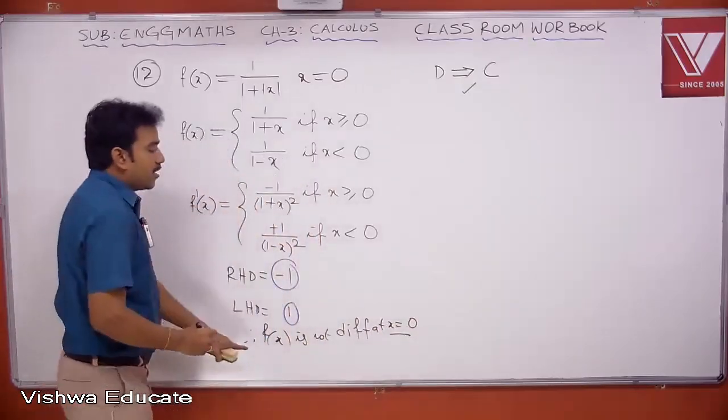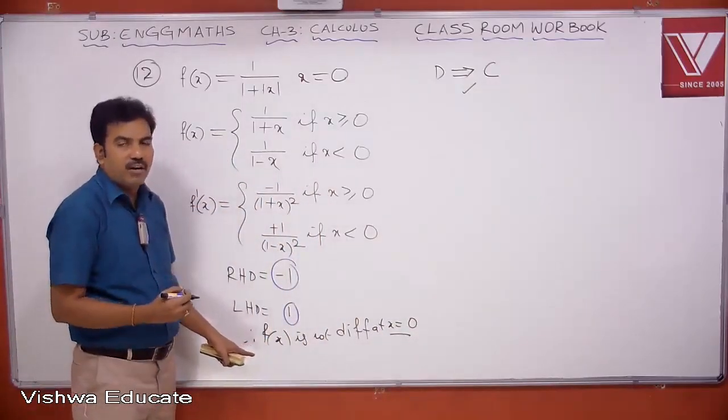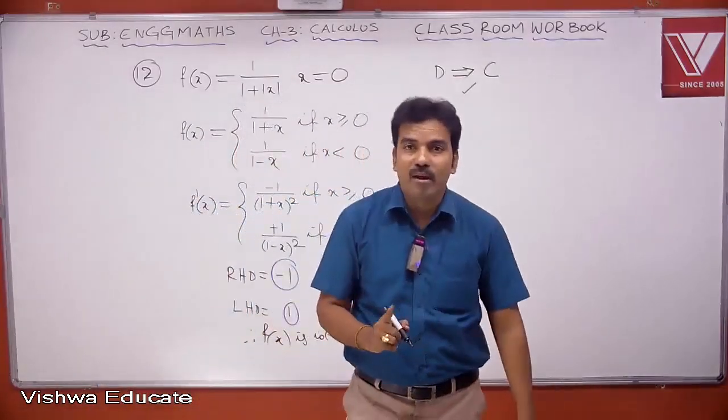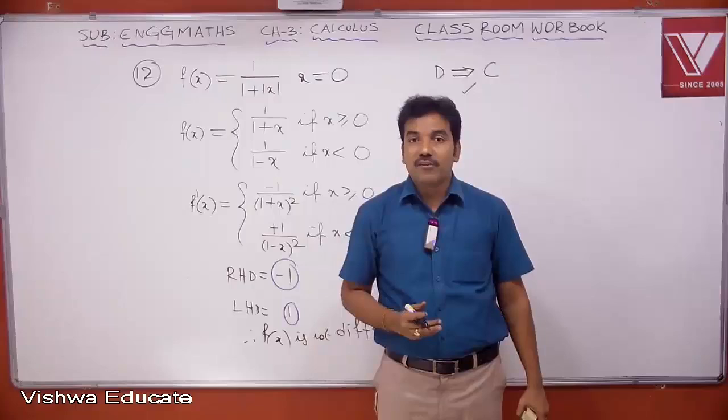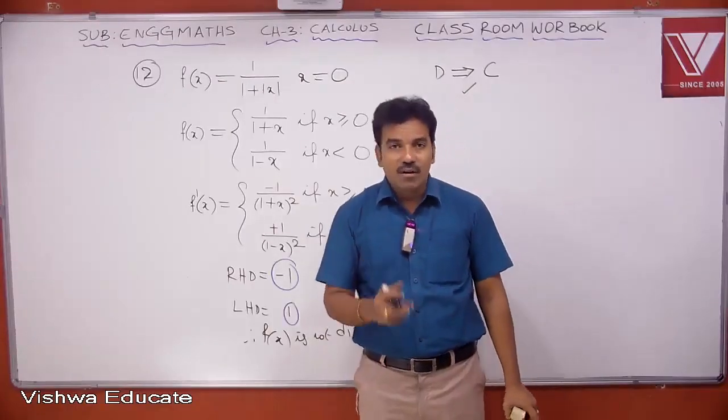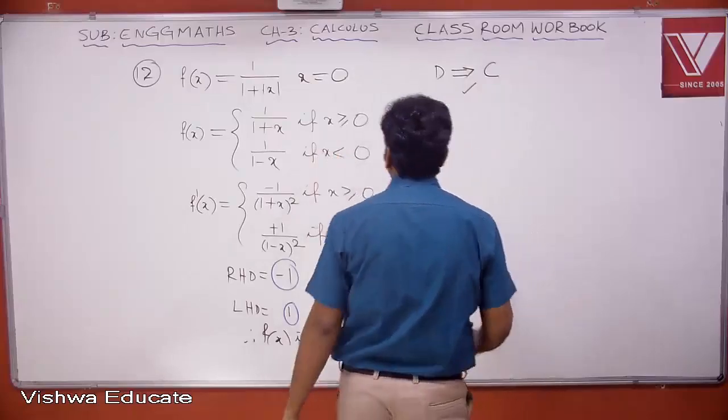So when a function is not differentiable at 0 or at some point, we can't say anything about continuity. But if it is differentiable, then it is automatically continuous. But if it is not differentiable, we can't say. It may be continuous, may not be continuous. Okay, so let us try for its continuity.